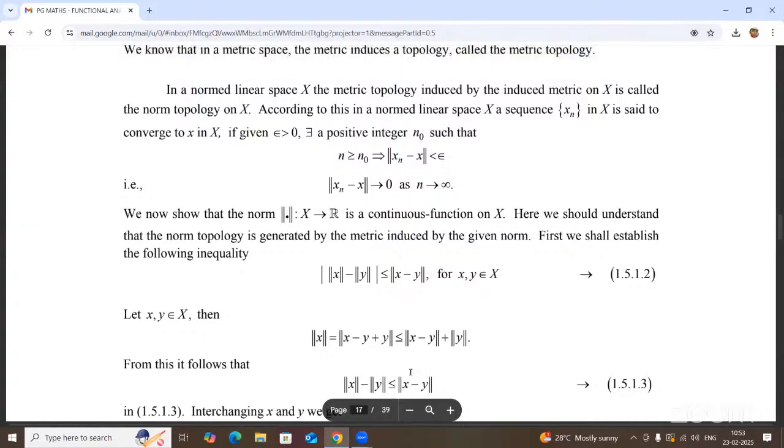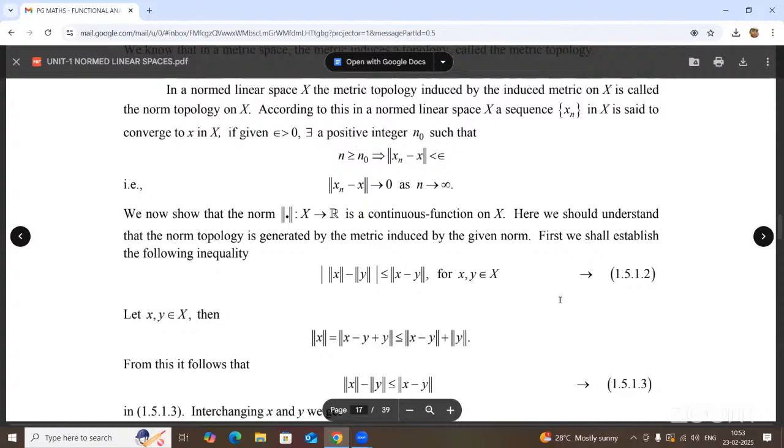Students, just you have to see here. Norm xn minus x. Now that is the double mod of the inner product. It is defined from X to R. It is a continuous function on capital X. Now we shall establish the following inequalities. The absolute value of norm x minus norm y, from the triangle inequality condition, can also be written as less than or equal to norm x minus y, for x and y belonging to capital X, from the induced topology of a metric.